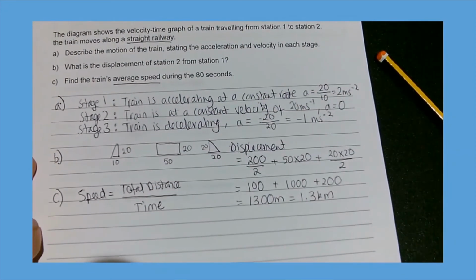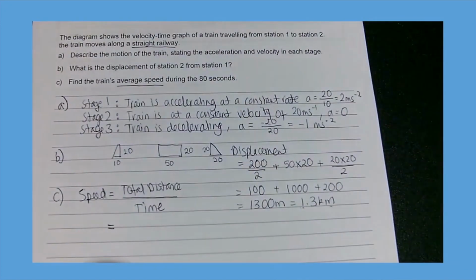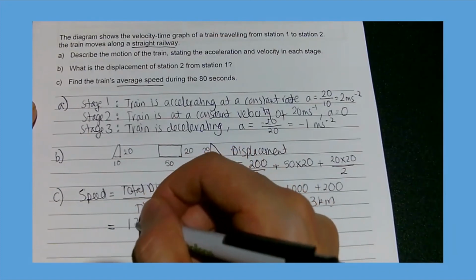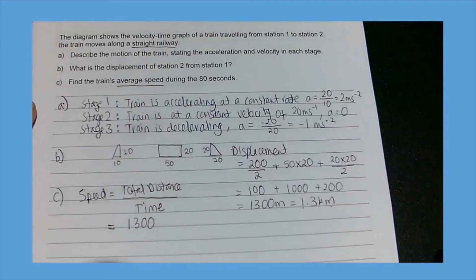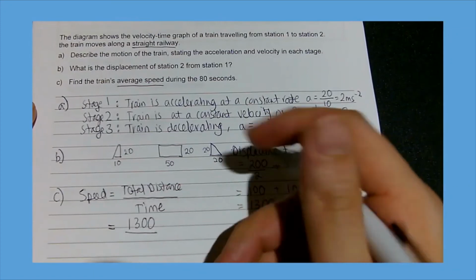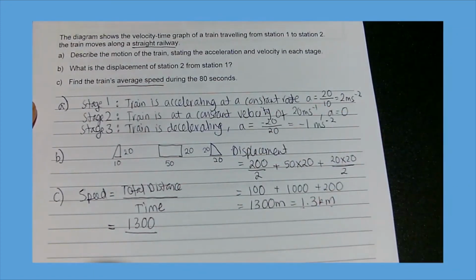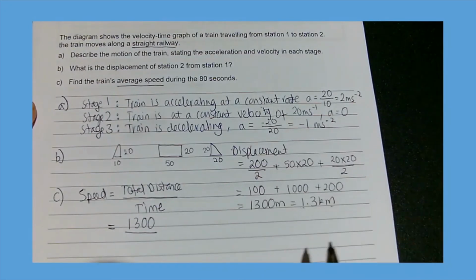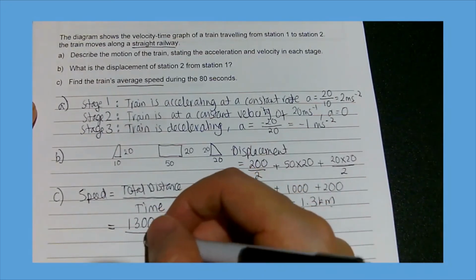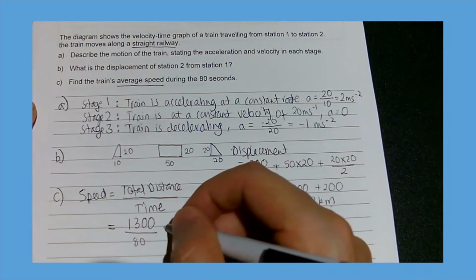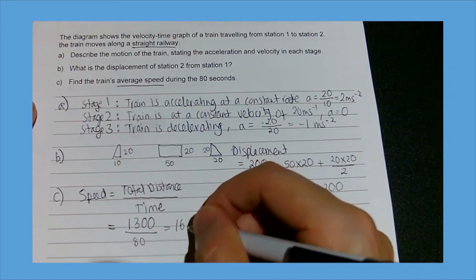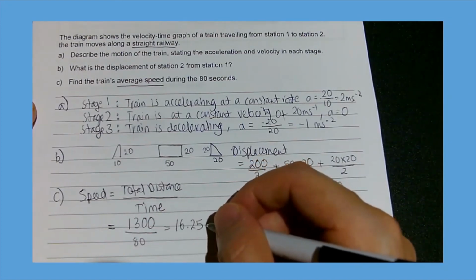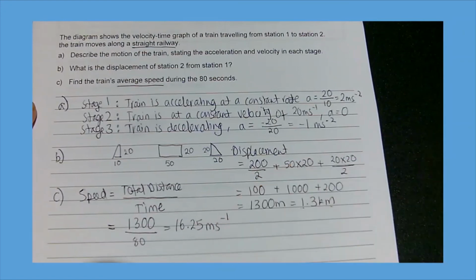Okay, so as mentioned before, the speed will be total distance over time. So total distance will be 1.3 kilometers, which is 1,300 meters. The train does actually travel that distance, as well as it being displaced from station 1 to station 2, and it does that over an 80-second period, which gives it an overall speed of 16.25 meters per second.